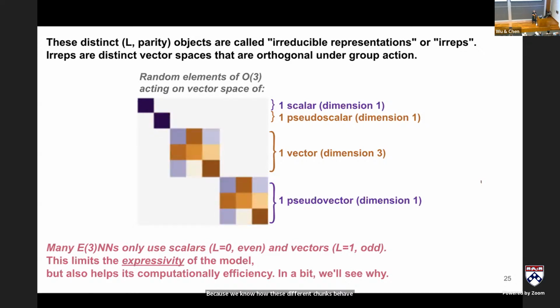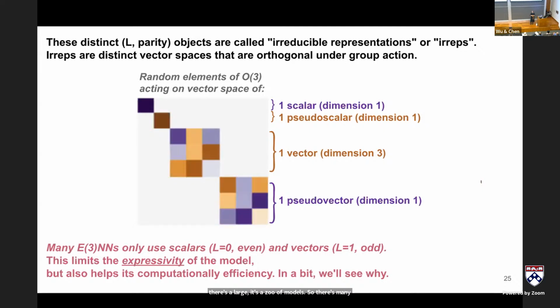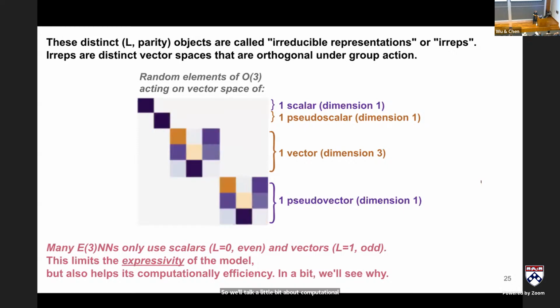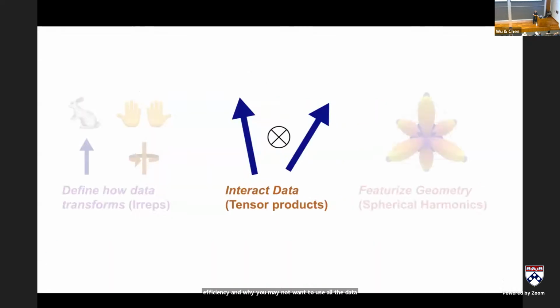There are many types of Euclidean neural networks. It's a large class, a zoo of models. There are many models that have symmetry built into them that may only use scalars or vectors, and this technically limits the expressivity of the model. That might be fine, the models might do very well on their tasks, but it's important to have in your toolkit that there are other options, other data types that you can also act on. We'll talk a little bit about computational efficiency and why you may not want to use all the data types, but we'll come back to that later.